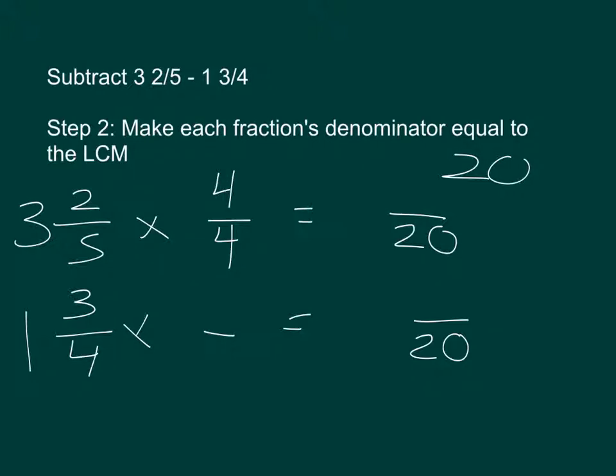And now completing this, 2 times 4 is 8. So that's 8/20. And bring our whole number back into here, so we have 3 and 8/20. Now to the bottom, 4 times what equals 20? Well, of course it's 5. 5 in the denominator, 5 in the numerator. And completing, 3 times 5 is 15. And bring our 1 over. So now we've finished step 2. We made each fraction's denominator equal to the LCM.